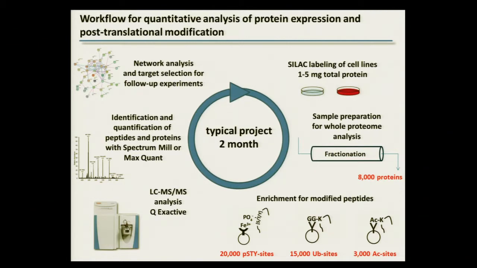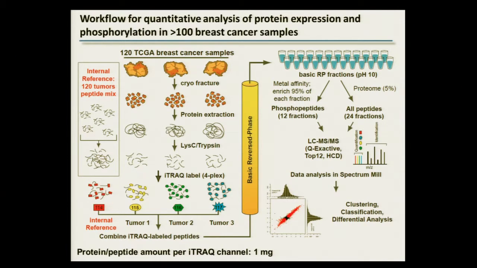On this slide, you can see a typical workflow that we use to analyze protein expression and phosphorylation in a study where we're interested in 100 breast cancer samples. In order to be able to quantify those breast cancer samples relative to each other, we need an internal reference that is present in each single analysis.